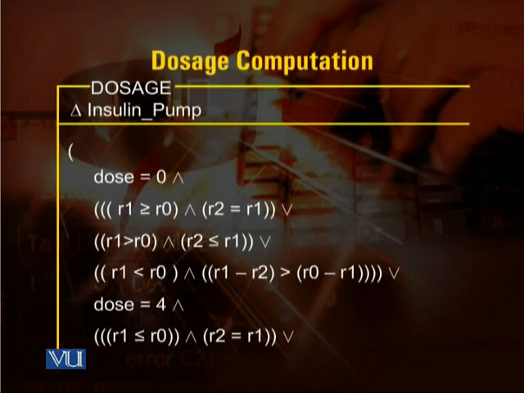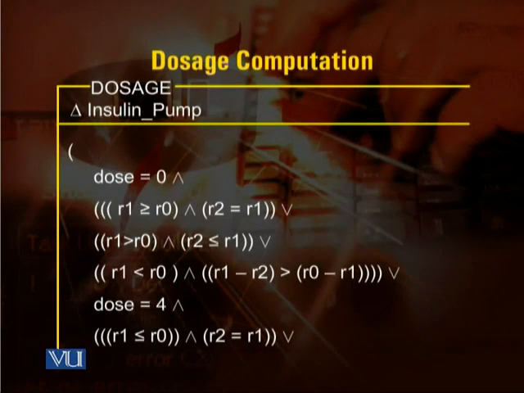Then we have this dose, which is calculated to be 0 units, that is, insulin is not going to be delivered, there is no insulin to be injected, if the rate of change is decreasing. So insulin is going to be delivered only if the rate of change is not decreasing. And how do we look at the rate of change? We say R1 is greater than or equal to R0. So R0 is the first reading, R1 is the second reading, and R2 is the current reading.